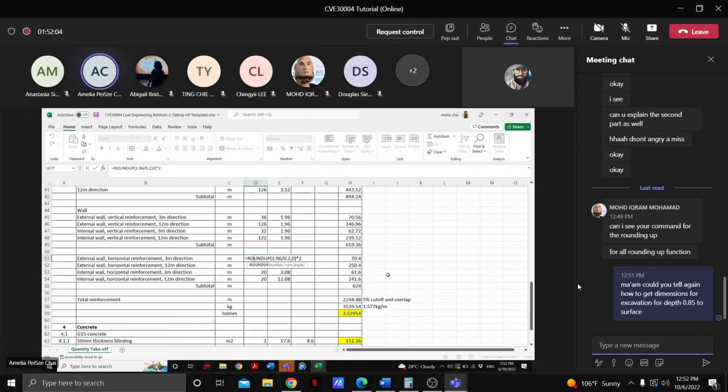Okay, round up to two decimal places? Round everything to two decimal places. You can round it to 2, or is it too small? Round it to 1. Okay, yeah.